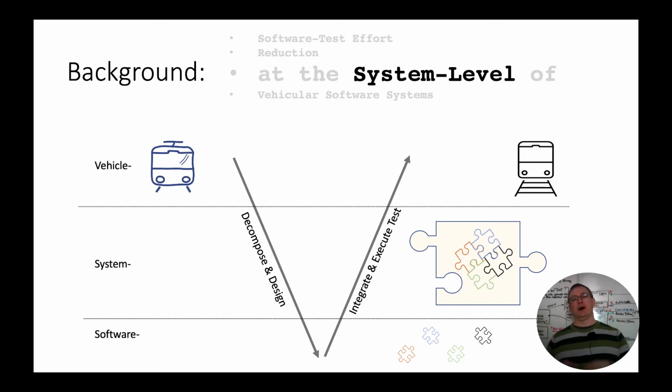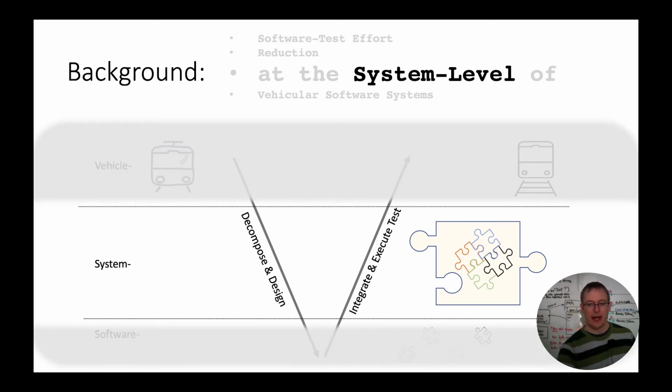And then as you move up on the right side of the V, you integrate these with different strategies, and you get a bigger system, which you test during each of these intermediate levels. And then you end up with a fully functioning train. And as I said, the focus of this thesis is the system level, where you have larger components, you have subsystems that you test, and you can integrate them, or it could also be the whole system, the system as a whole.